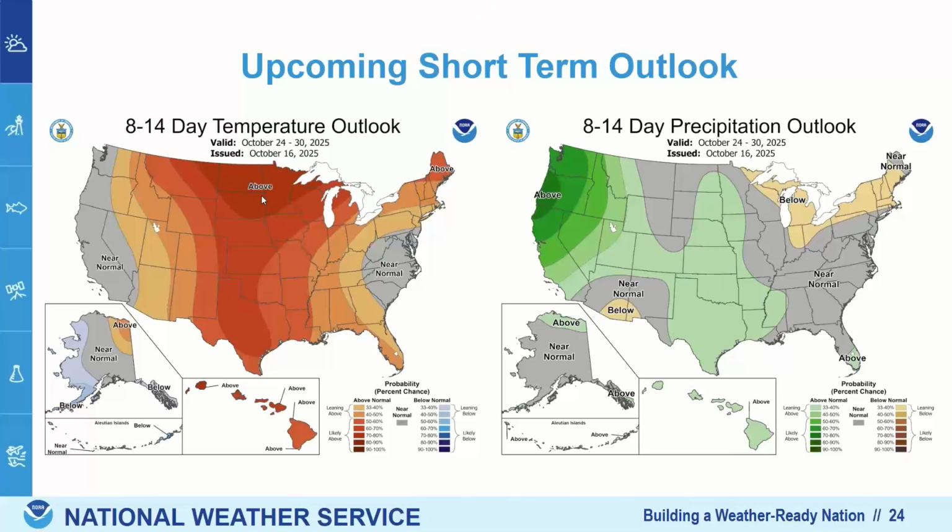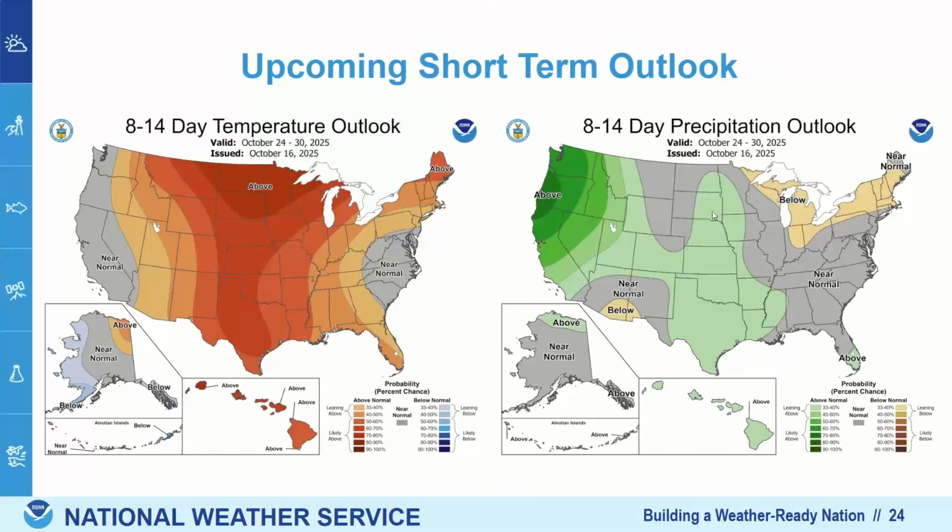Now, this is chance for purely above and below normal. This has no bearing on magnitude of above or below normal. So this isn't saying that this dark red is going to be 80 degrees. It's just saying that if our average is 50, we're likely to be above that, not by how much.